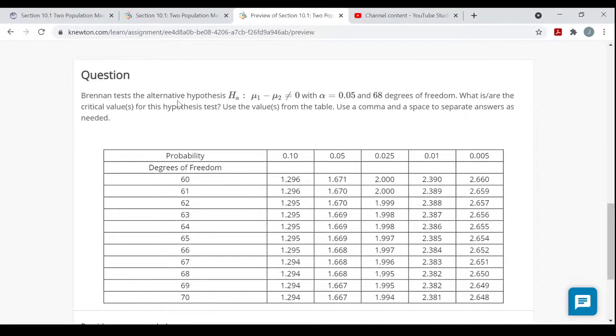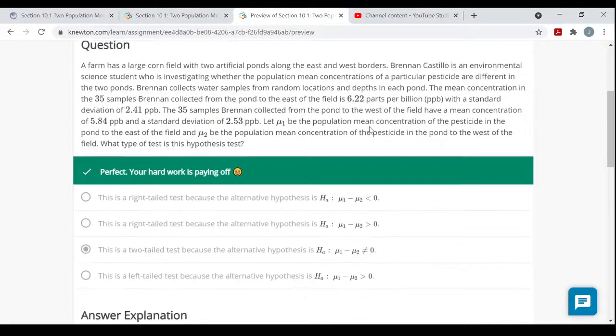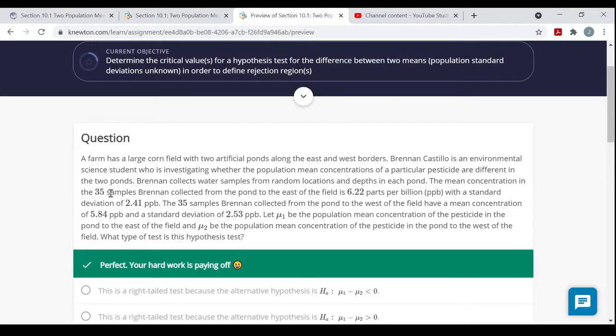So Brennan tests this alternative hypothesis with alpha equal to 0.05 and 68 degrees of freedom, which is 35 plus 35 minus 2. Right? The sum of the sample sizes minus 2. Remember, that was the number of degrees of freedom in the pooled situation when we assume the population variances are equal. And I guess he's doing that here because these are two similar ponds. They're relatively close to one another, so I guess he's assuming that the variance for the ponds will be equal, so that's why we're doing a pooled test here.